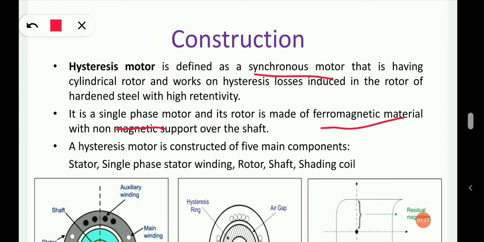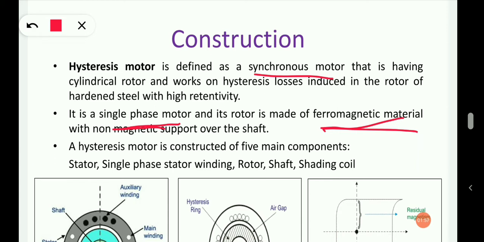So hysteresis motor is defined as a synchronous motor that is having cylindrical rotor and it works on the hysteresis losses induced in the rotor of hardened steel with high retentivity. And hysteresis motor is a single phase motor and the rotor of hysteresis motor is made up of ferromagnetic material with non-magnetic support over the shaft.